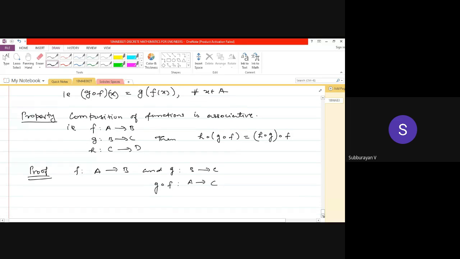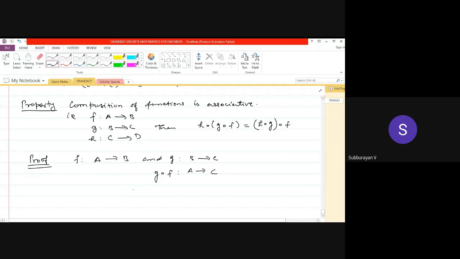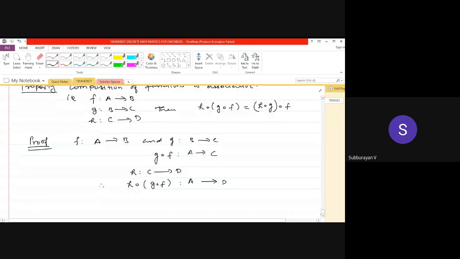Fine. Now, h is a function from C to D. Therefore, h composite g composite f is a function from A to D. Let me call this equation number 1.